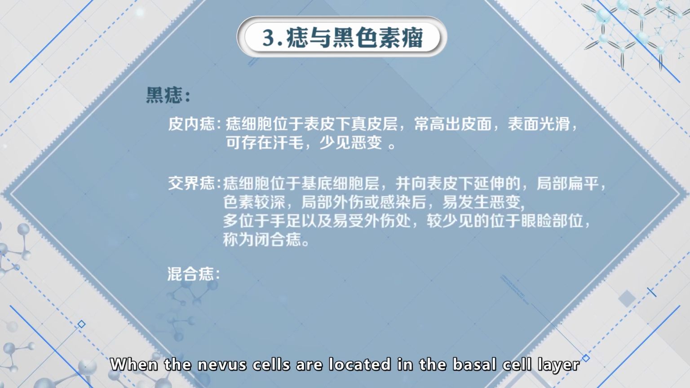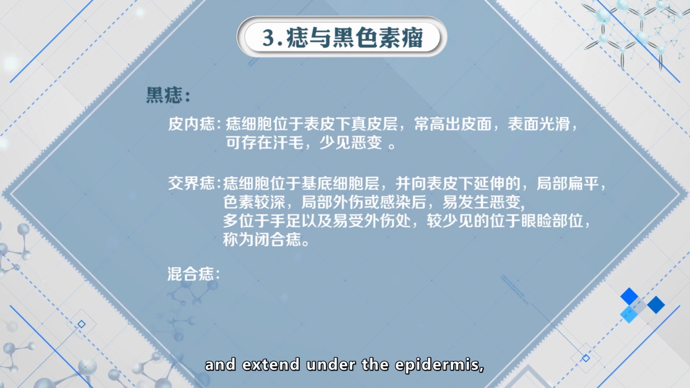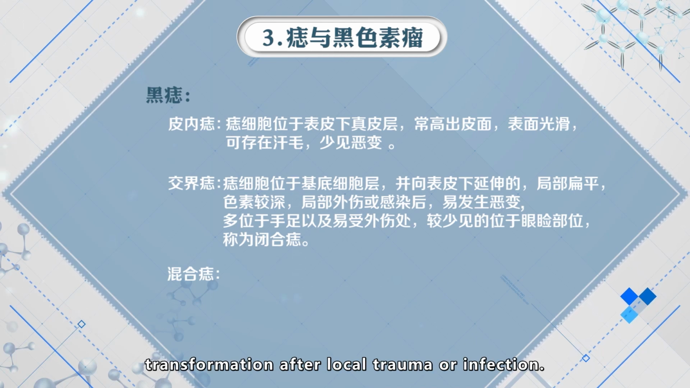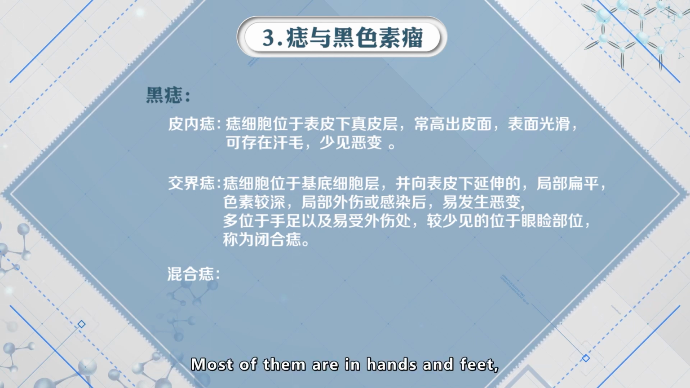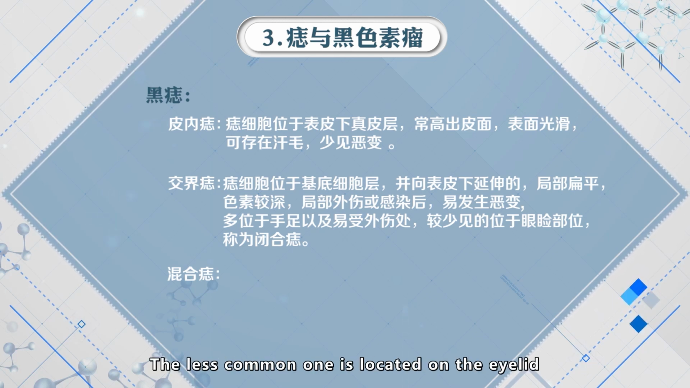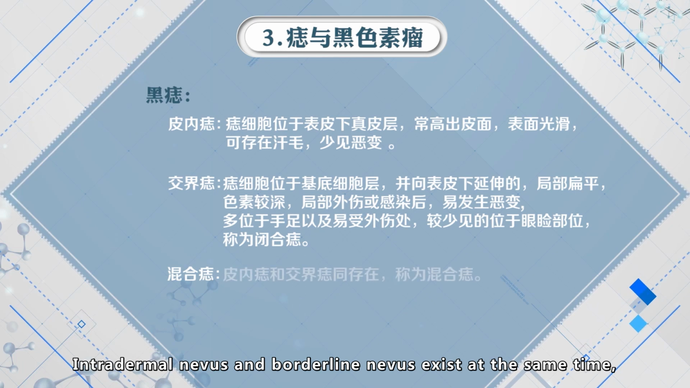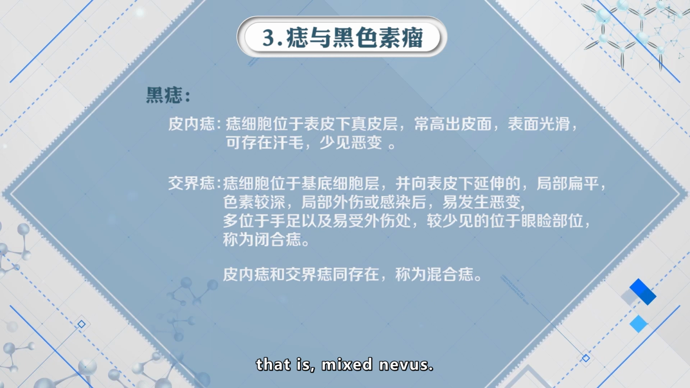When the nevus cells are located in the basal cell layer and extend under the epidermis, they are called borderline nevus, locally flat, with deep pigment. The nevus cells are easily irritated and are prone to malignant transformation after local trauma or infection. Most of them are in hands and feet, which are vulnerable to trauma. The less common one is located on the eyelid and is called closed nevus. Intradermal nevus and borderline nevus existing at the same time is called mixed nevus.